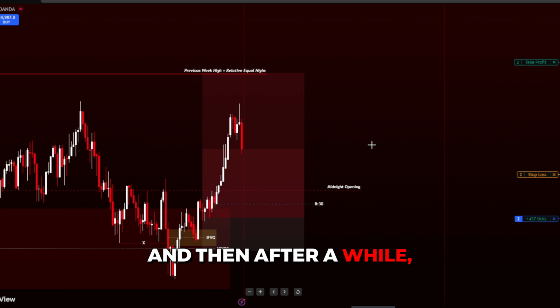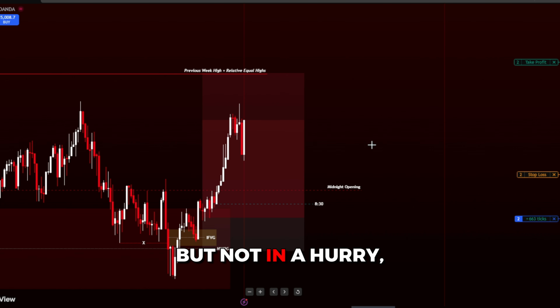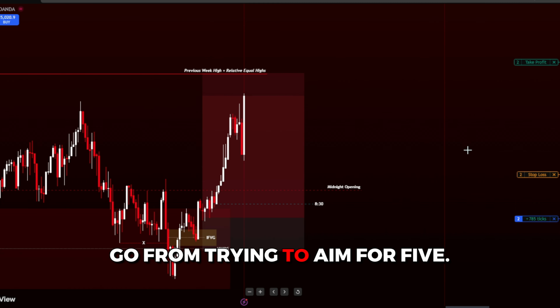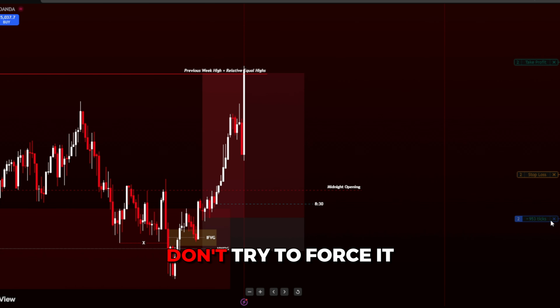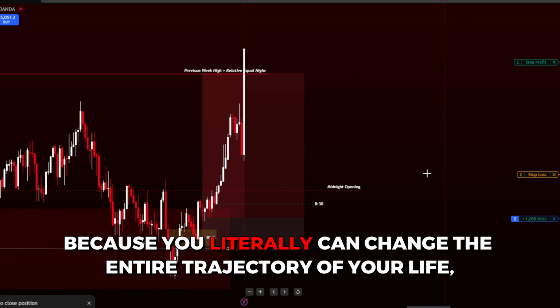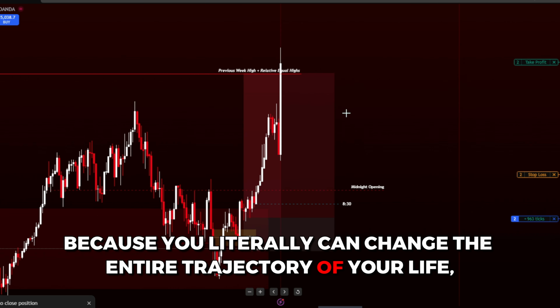And then after a while, when it's comfortable for you, but not in a hurry. Don't be in a rush to do it. Go from trying to aim for 5 to 10 handles, and then live there for a little while, a couple months. Don't try to force it, because you literally can change the entire trajectory of your life.